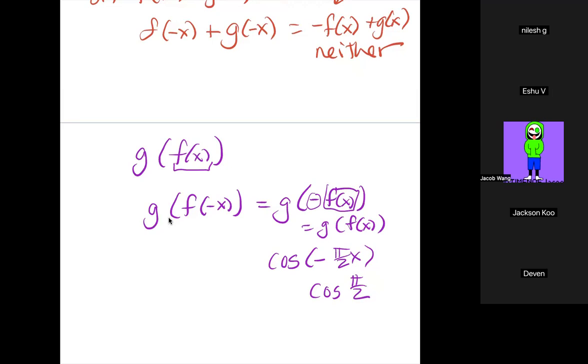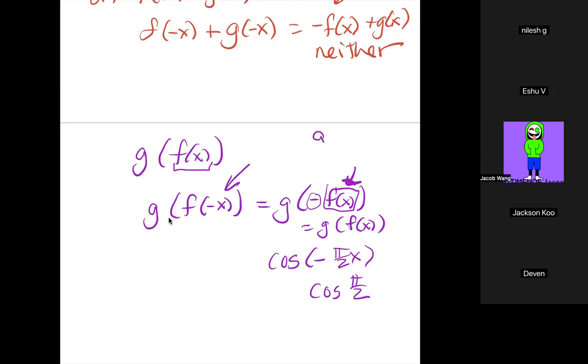So first thing I did with the composition is I worked with the inner function. When I realized that f of negative x can be written as negative f of x, now that I've taken care of the inner function, I'm working with the outer function. And the input of the outer function is this inner function. So if I'm doing g of negative some input, then because g is even, that's just going to be g of the same thing, f of x.